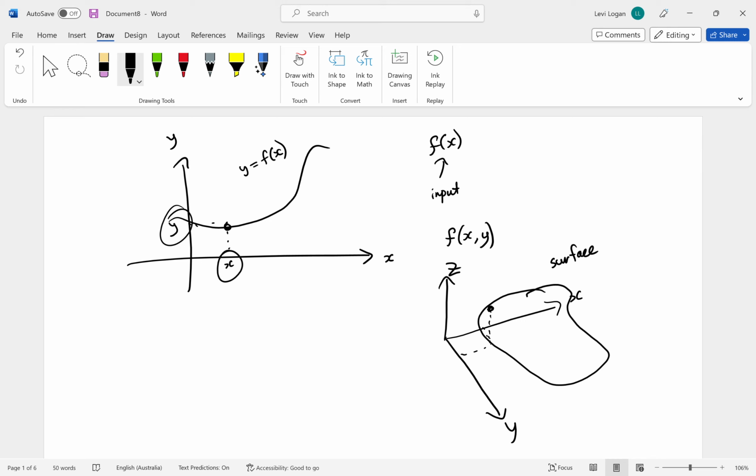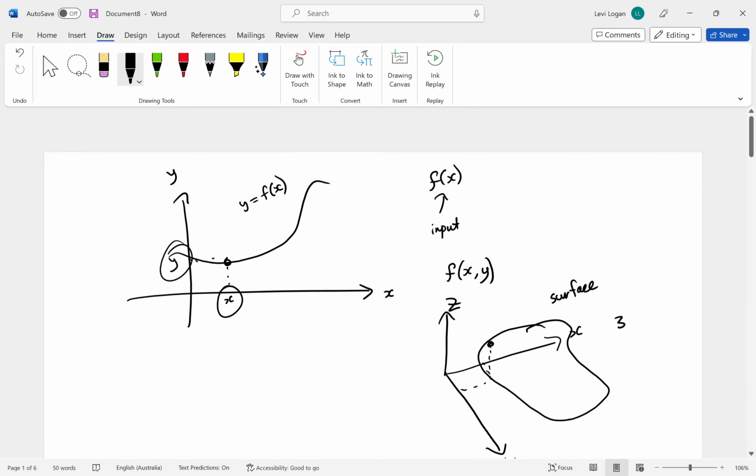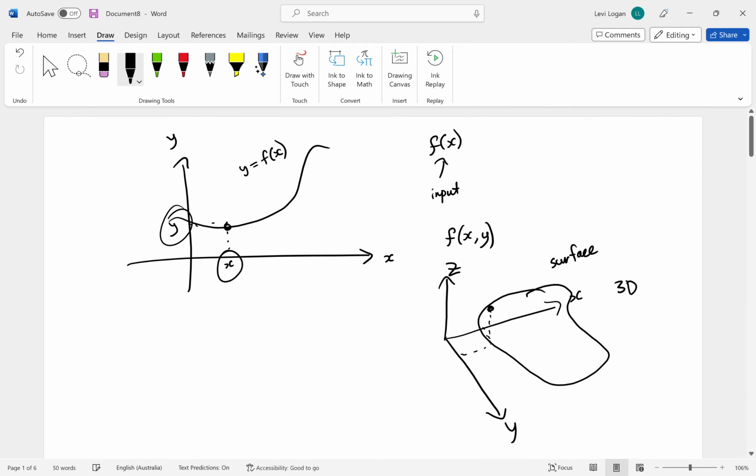So in multivariable calculus, we're dealing with curved surfaces rather than just a curve or a line. Think of it, it's 3D now. So if you get an x and a y value, you get a height, a z value.